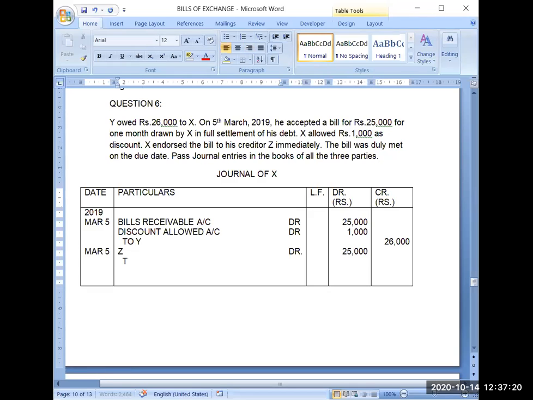Now bill receivable is going to Z, so it will be credited to bills receivable. Now the bill will be with Z. Bills receivable will be with Z. So in a manner, X has made payment to Z on March 5 through bills receivable. That practically has been done. 25,000.